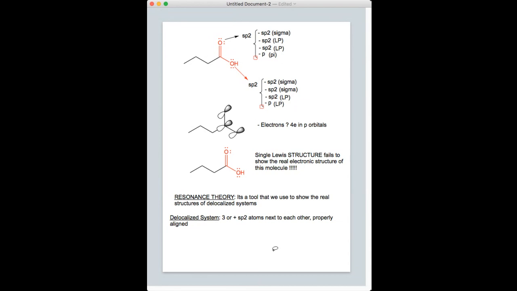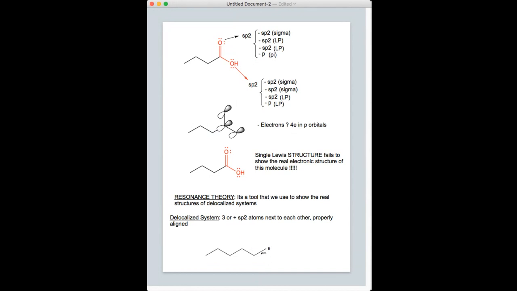We use resonance theory when we have delocalized systems. When the systems are localized, when you don't have delocalization, one single Lewis structure is pretty accurate for the real structure of the molecule. So one is enough. No need to use resonance. But when we have a delocalized system, which is a system with 3 or more sp2 atoms, I'm going to give you another example quickly before we finish today.